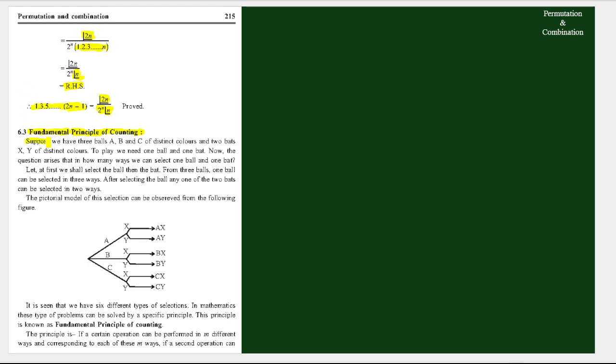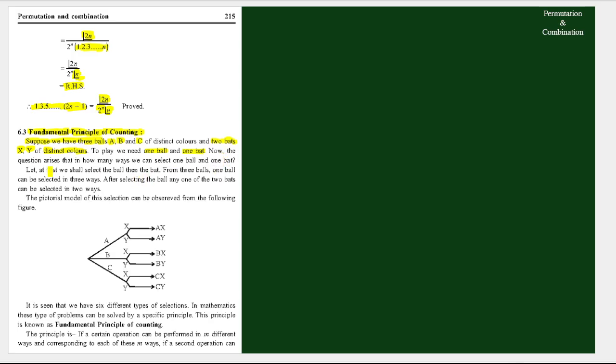Suppose we have three balls. How many balls are there? A, B, and then C, of distinct colors, and two bats. Let's say we are playing cricket. There are two bats, X and Y, also of distinct colors, that means different colors. To play, we need one ball and one bat. Now the question arises: in how many ways can we select one ball and one bat? Two bats are there and three balls are there.